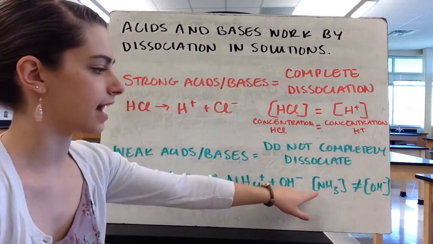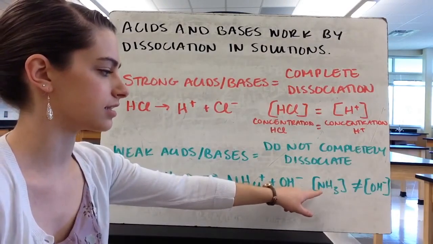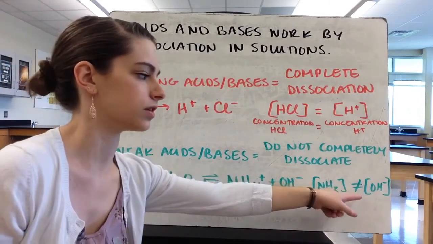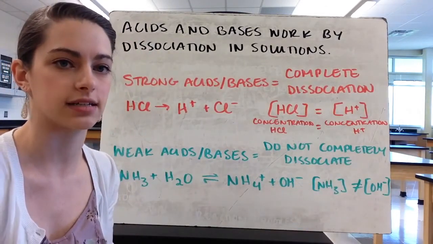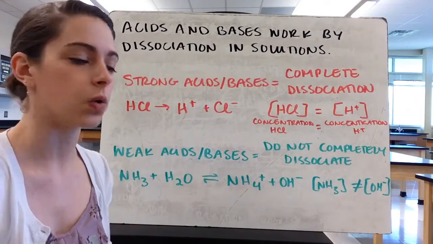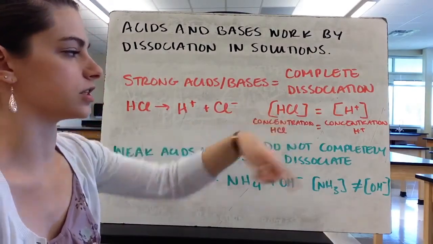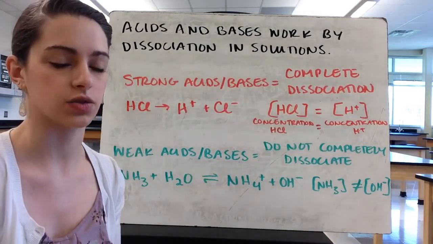That means we cannot assume that the concentration of our base is equal to the concentration of our hydroxide. We cannot make that assumption for a weak acid or a weak base. You can only assume that the concentrations are equal for strong acids and strong bases.